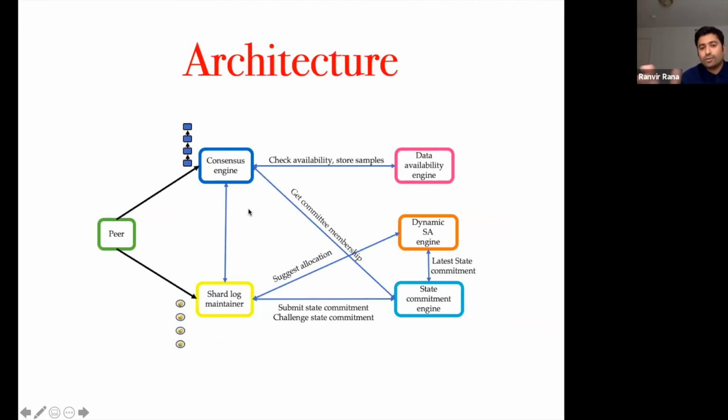Right. So this is our overall architecture. Just to recap, the consensus engine is maintained by all nodes. It's lightweight, only has hash pointers to shard blocks, and a single honest node only maintains one shard through the shard logs. And we have dynamic SA to suggest to an honest node which shard to allocate to.